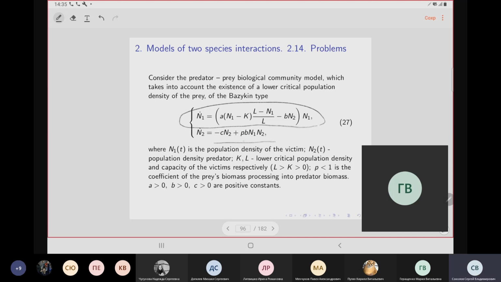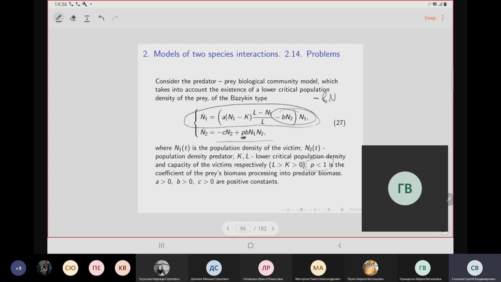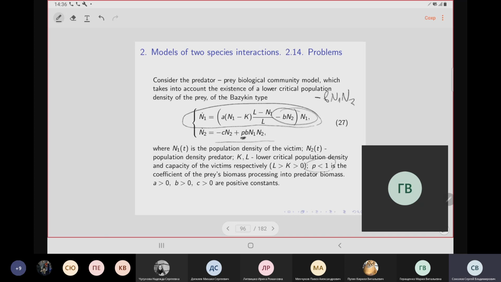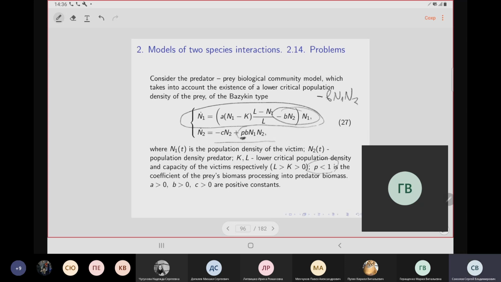there is a multiplier p. It is less than 1. It means that not all the consumed biomass is processed into predator biomass. When the wolf is eating the rabbit, he kills the whole rabbit, but eats only some part of it. It means that the biomass loss for victims is B N1 N2, and the income of biomass is only p B N1 N2. And in this model, we consider the situation when the predators do not compete.